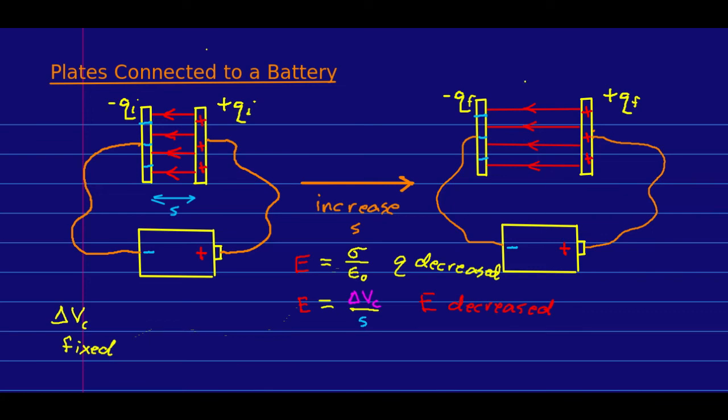I'm going to leave it to you, partly during the questions following these lectures, to think about other cases. For connected batteries or isolated batteries, what happens when we change the potential difference of the battery? What happens when we change the plate area? What other changes can you come up with?